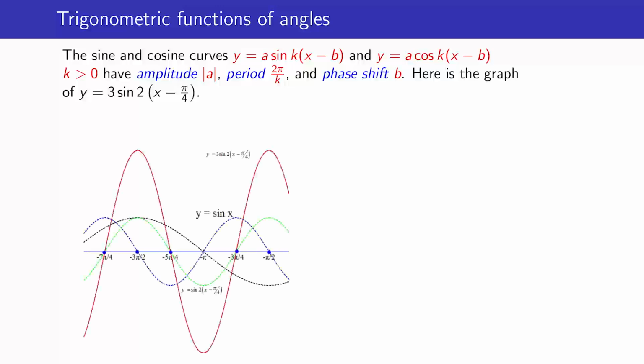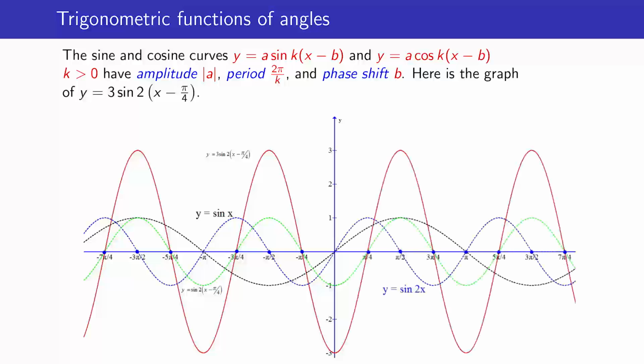Down here, we have given a sketch of the graph of the function y = 3 sine(2(x - pi by 4)). Here we see that the amplitude is 3. The period is going to be 2 pi over 2, so the period will be pi, because in this case k is equal to 2, and then the phase shift will be pi over 4. So the graph of this function y = 3 sine(2(x - pi over 4)) is given here in red. It has amplitude 3, it has period pi, and has phase shift pi over 4.